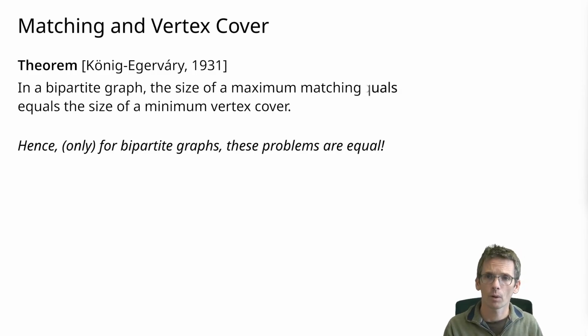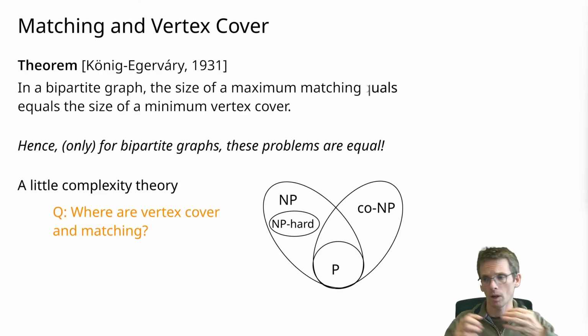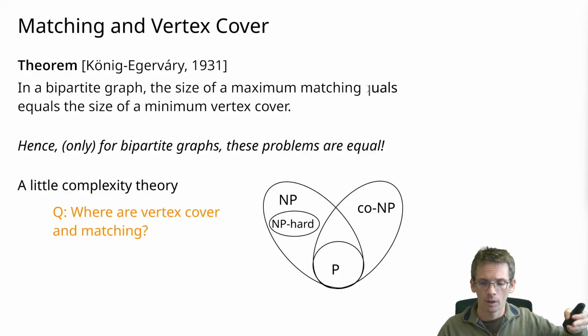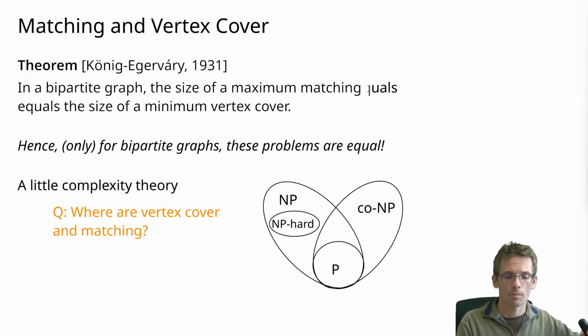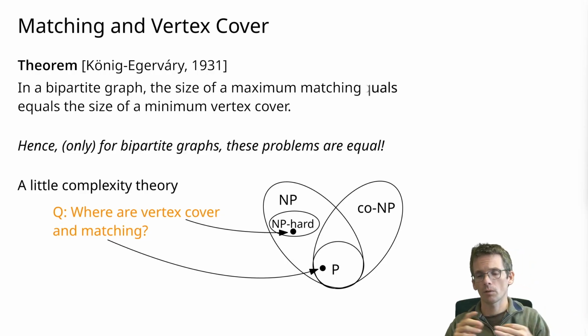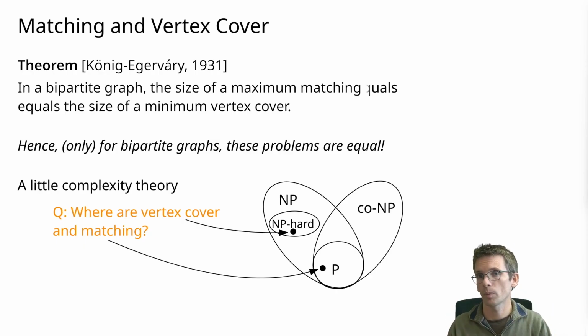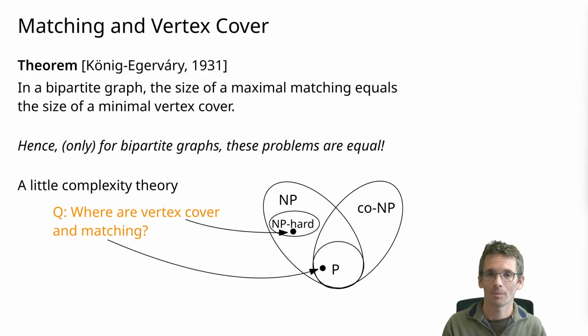And this is interesting for the following reason. If you look at the complexity classes P and NP, and where you have max matching and min vertex cover: min vertex cover is an NP problem, so if P is not equal to NP, it's outside of P. But matching can be solved in polynomial time, which means that in this particular case of bipartite graphs, minimum vertex covers can actually be computed in polynomial time, and the problem is, for this specific class of graphs, not NP-hard.